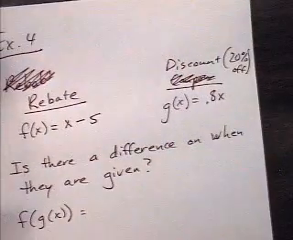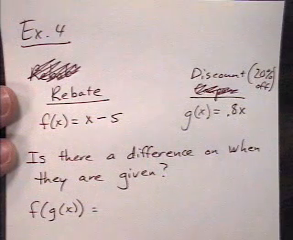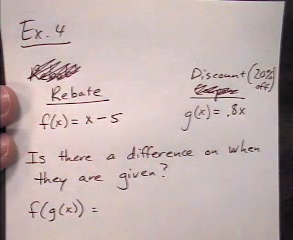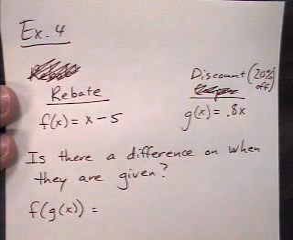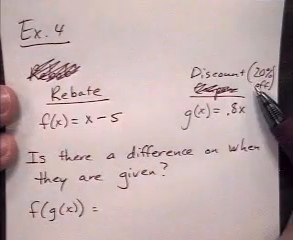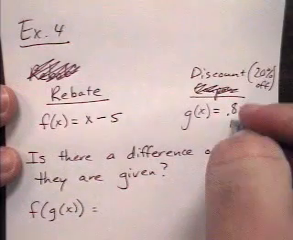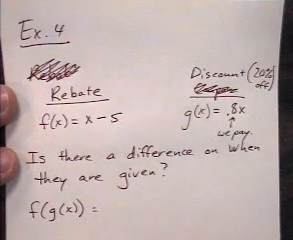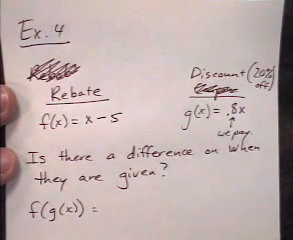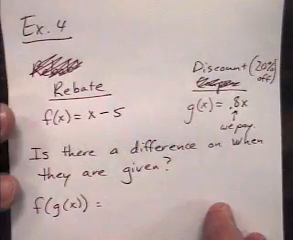Last example is example 4. Sorry, I scribbled out a few things here, but we have a rebate and a discount. We're at the store and we have a rebate of $5, and we could get a discount of 80% or 20% off. And if you're getting a discount of 20% off, that means you're going to pay 80%. So is there a difference on when they are given? Whether you give the rebate first and then the discount, or the discount first and then the rebate?